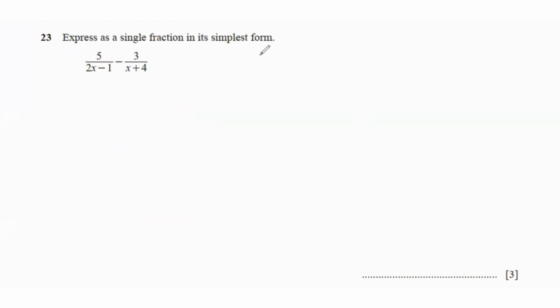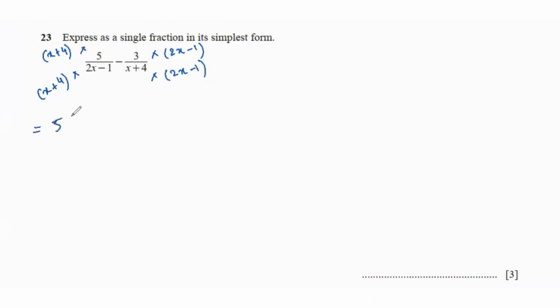Question 23 says, express as a single fraction in its simplest form. So whenever we are adding or subtracting unlike denominators, we need to make the denominators equal. And in order to do that, we will multiply the first fraction by x plus 4. And we will multiply the second fraction by 2x minus 1.